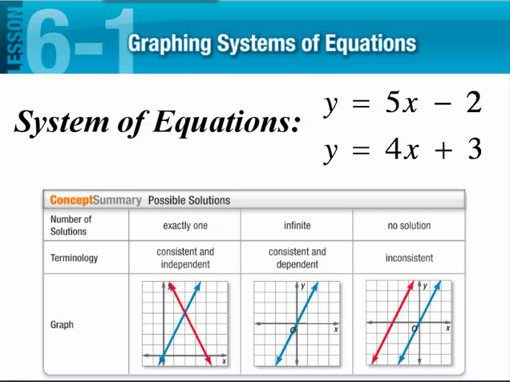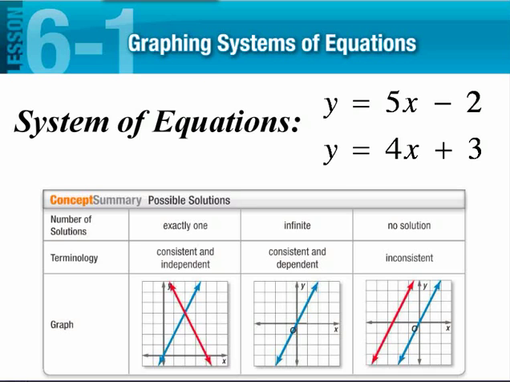So those are some things you're going to have to file away to memory. One solution, consistent and independent. You might want to think one solution is similar to an I. One kind of looks like an I, so that would be your clue, C and I. Consistent and dependent is a bunch of solutions. And then inconsistent, no solution. So now let's go ahead and look at the next slide here.